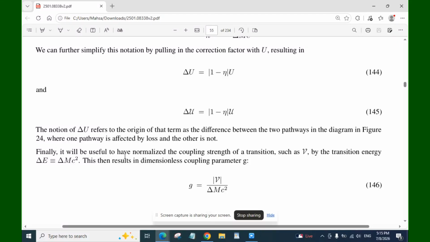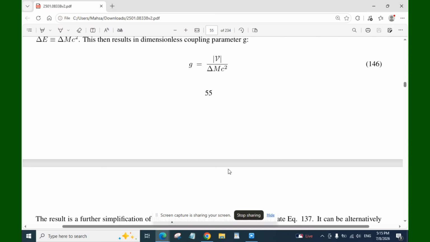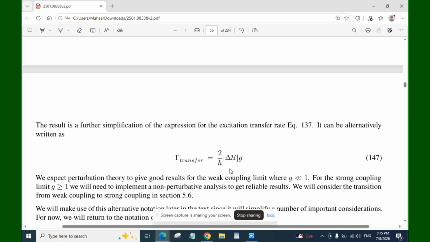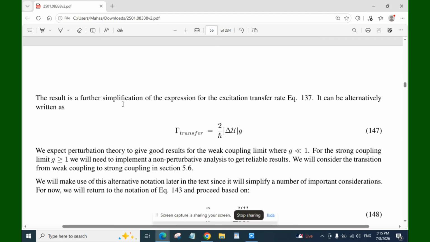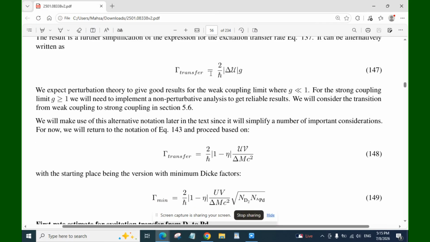Finally, it will be useful to normalize the coupling strength of a transition, such as nu, by the transition energy delta E multiplied by delta M C to the power of 2. This then results in the dimensionless coupling parameter G. G is equal to absolute nu divided by delta M C to the power of 2. The result is further simplification of the expression of the excitation transfer rate, equation 137. It can be alternatively written as gamma transfer equal to 2 divided by h absolute delta U G.